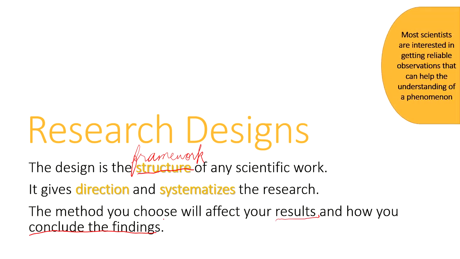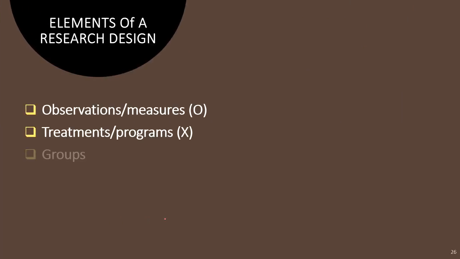Okay? Most scientists are interested in getting reliable observations that can help the understanding of a phenomenon. So, what are the elements of a research design? I think that there are five. So, the elements of a research design is represented first. Ito yung most important parts, no? I covered this already in your variables, okay? So, observation, okay? Observation can also mean tests, okay? Which is why it is also referred to as measure.